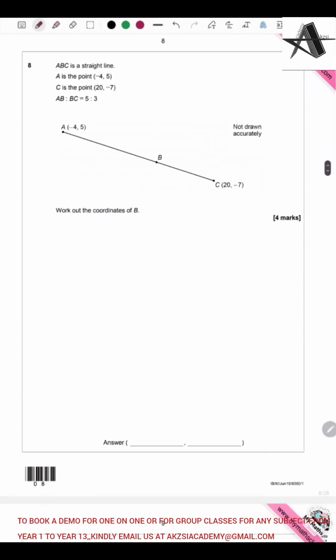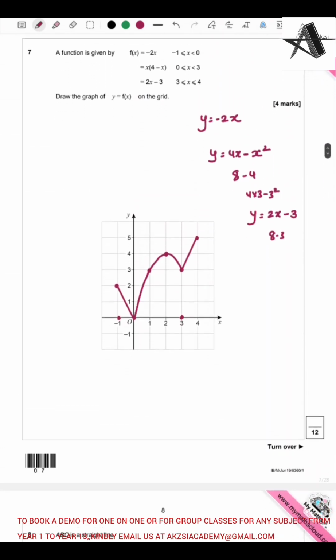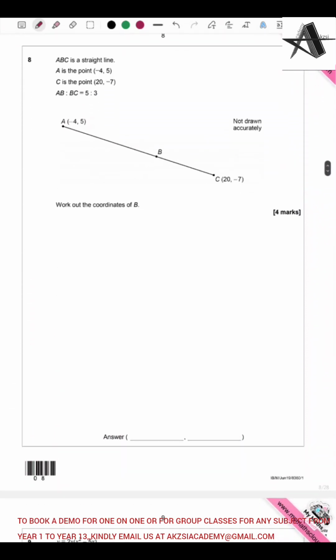Moving on to the next one. Apart from that, they only ask you to draw. Okay. Question 8 says ABC is a straight line. A is the point negative 4, 5. C is the point 20, negative 7. AB ratio BC is 5 ratio 3. That means AB is 5 parts and BC is 3 parts.